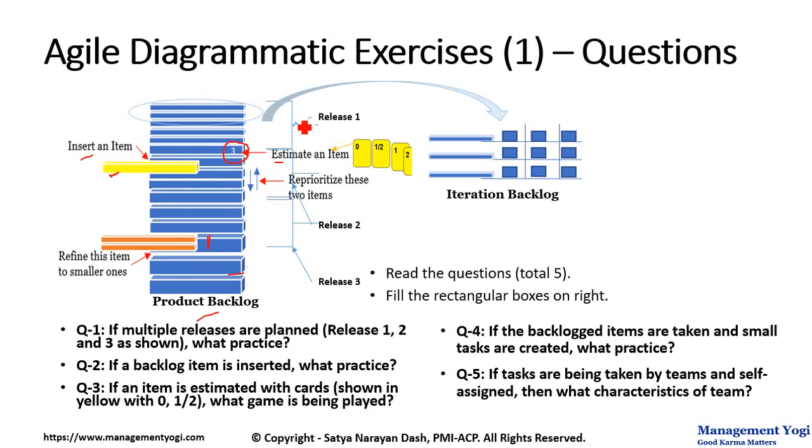Then you have releases. From here to here we have release 1, from here to here we have release 2, then you have release 3, and so on. There is also some reprioritization of work items happening. For example, these 2 items are getting reprioritized.